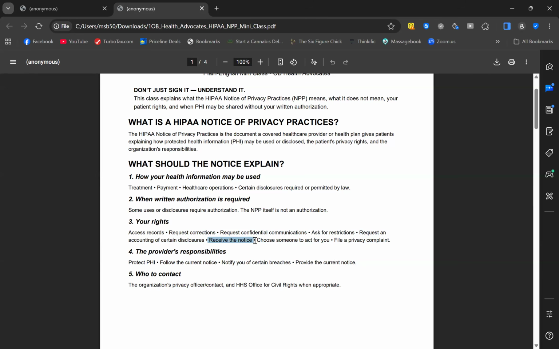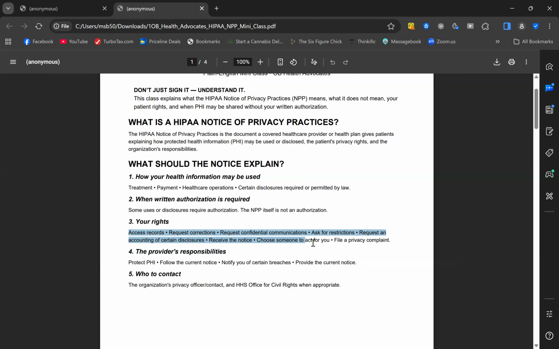Receive the notice. Oh, this is another one. When they give you that clipboard and they have you signing off on these documents to update their medical records, the HIPAA document is in there. And a lot of times, patients just give all the papers back to the receptionist or whoever's taking the document. That document is in there. Take it out. Take it home. Read it. Choose someone to act for you. File a privacy complaint. So these are your rights.